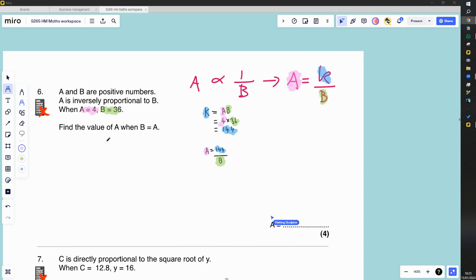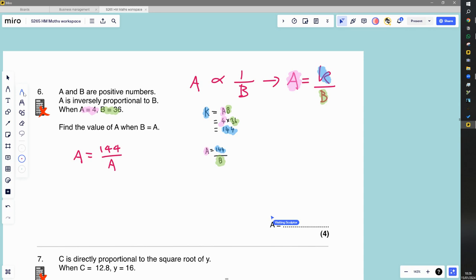Now this is kind of a weird question, because it's not our standard type of question checking our understanding of the topic. Find the value of A when B is equal to A. Well, if B is equal to A, then we don't know what A and B are. That's what we have to find out. So A is equal to 144 divided by B, but B is equal to A. So A is equal to 144 divided by A, because B is the same as A. I need to work out what my value for A is.